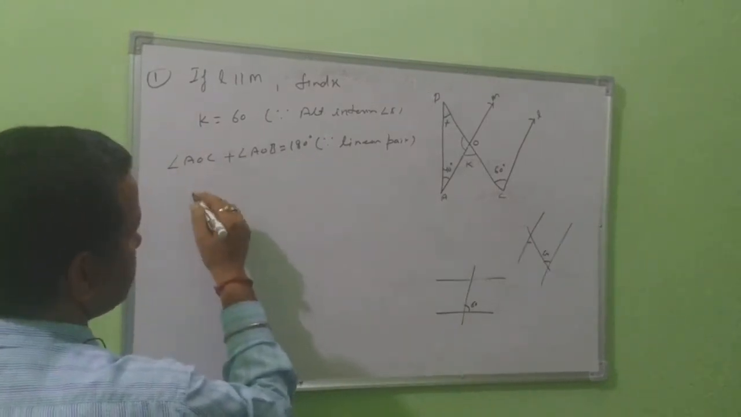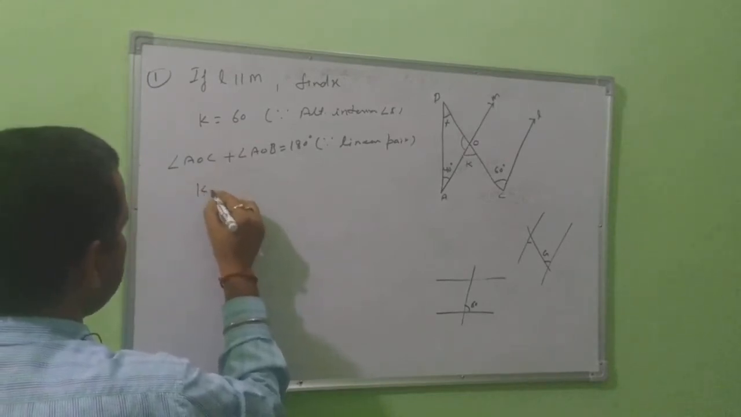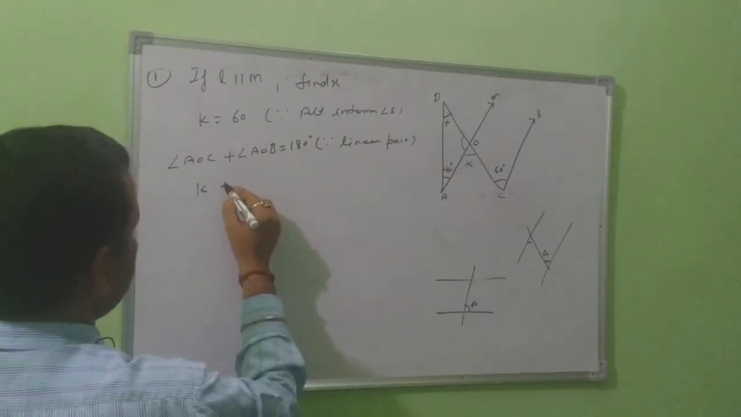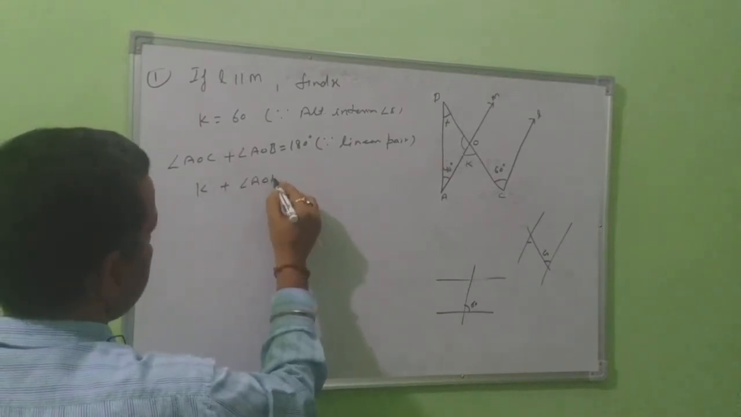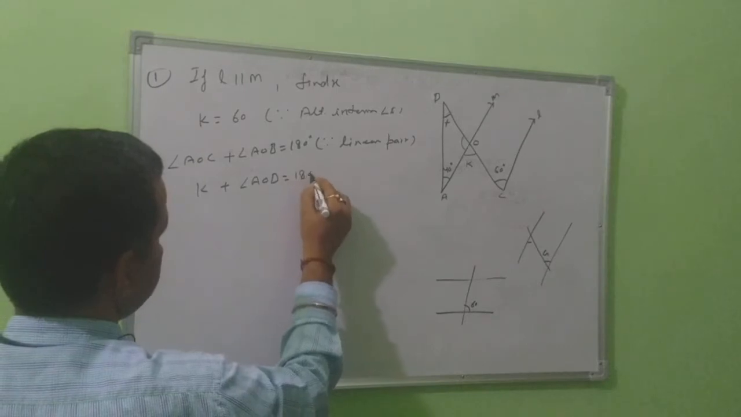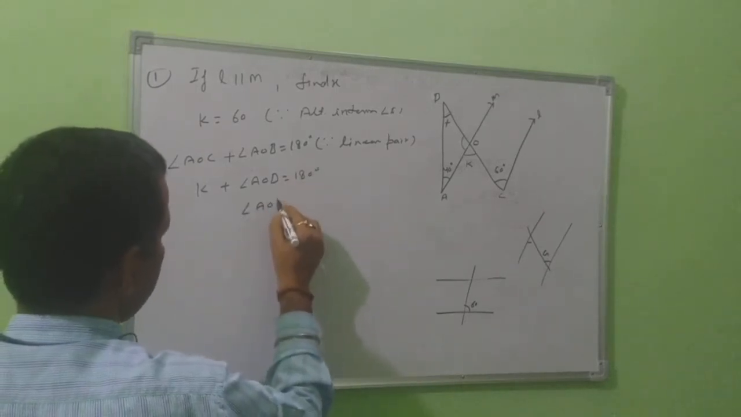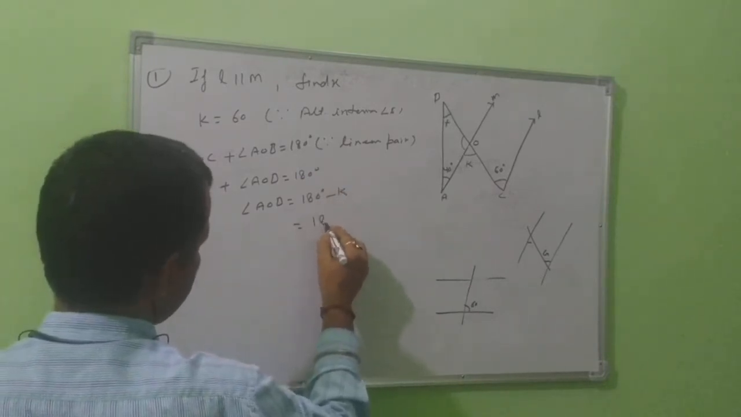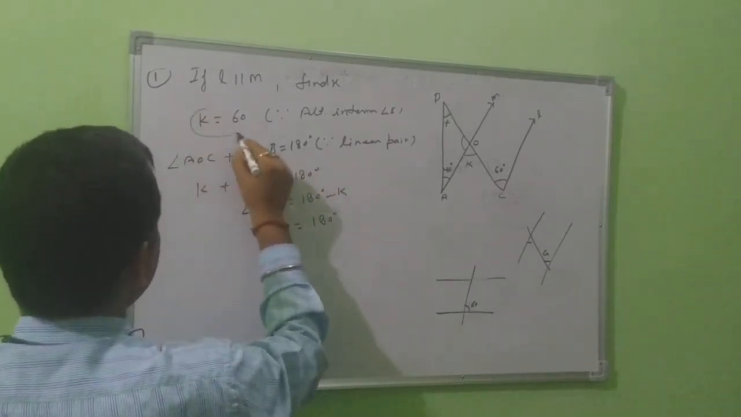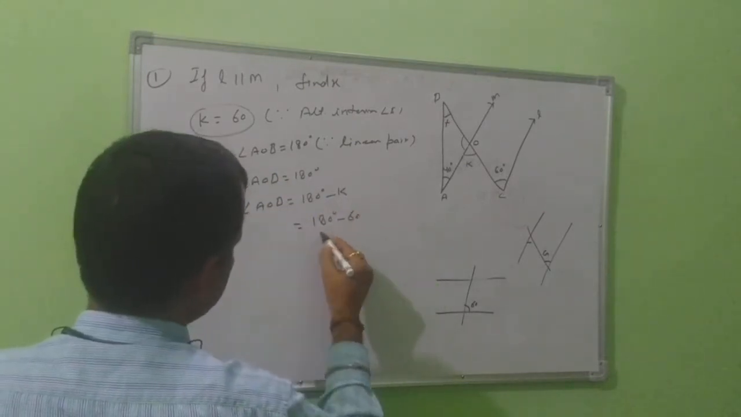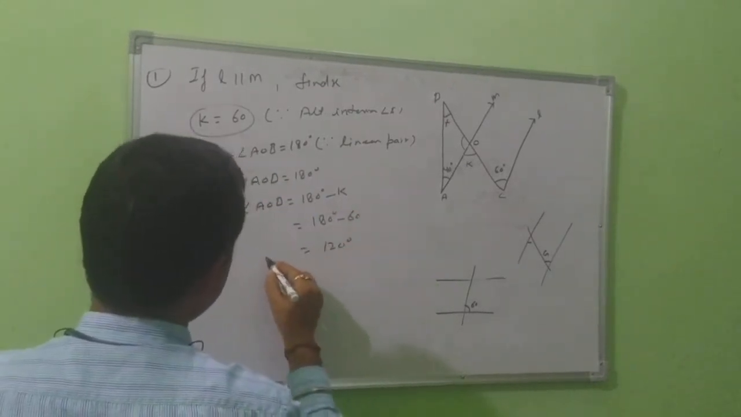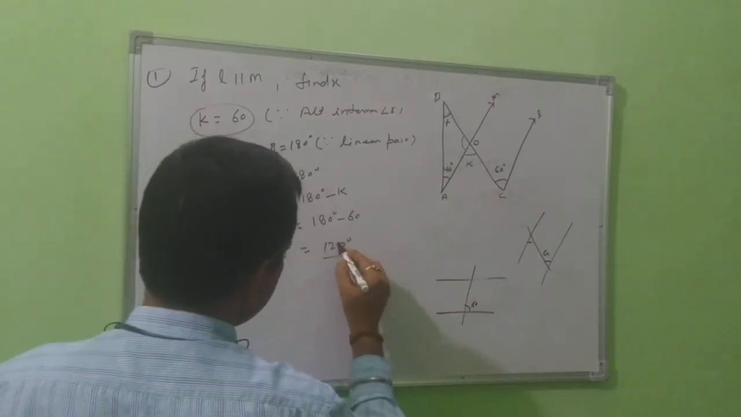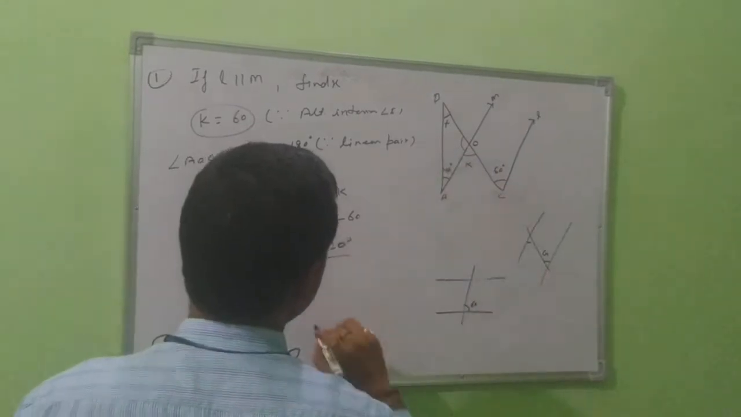The value of angle AOC is equal to K. What is the value of angle AOB? Angle AOB equals 180 degrees minus K. The value of K we already found is 60 degrees, so this one is 120 degrees. The value of angle AOB equals 120 degrees.